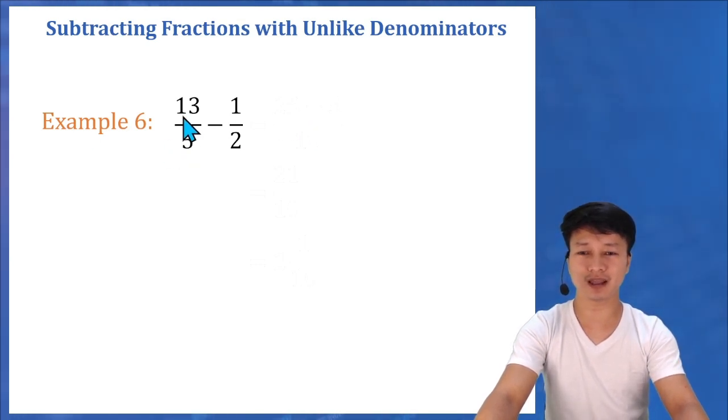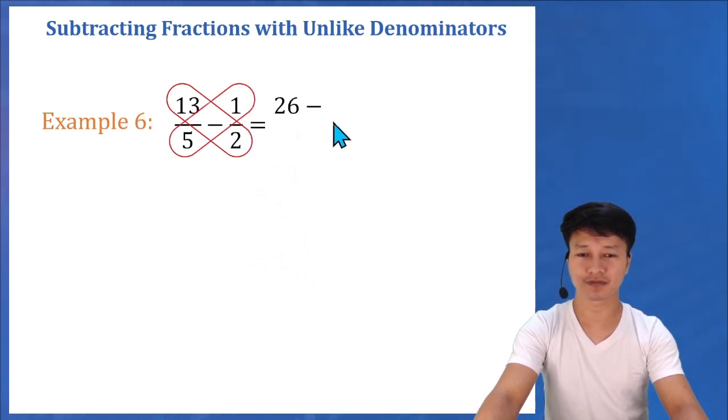So multiply natin, 13 times 2 will give us 26. And also, we have 1 times 5 will give us 5. And then, the common denominator will be the product of the two denominators, which are 5 and 2. So that will be 10. And then 26 minus 5 will give us 21 over the common denominator, 10.